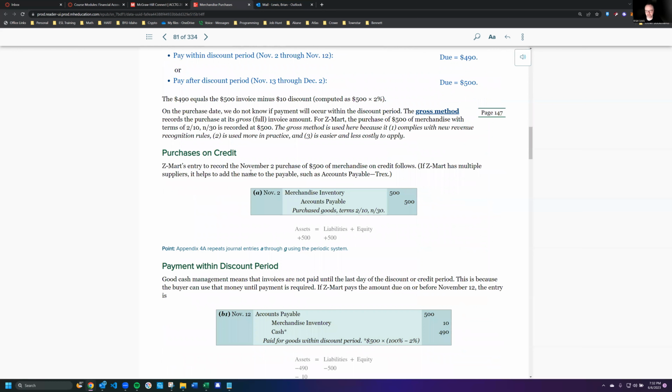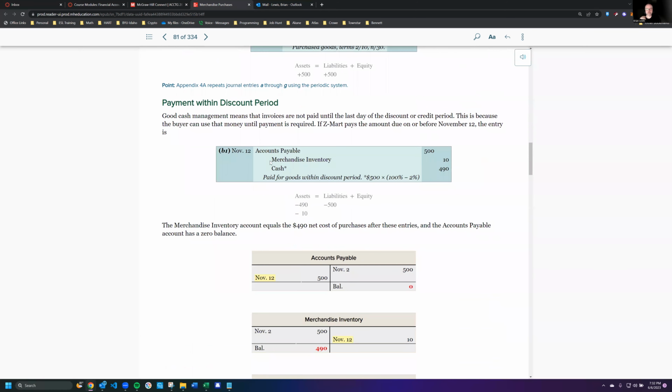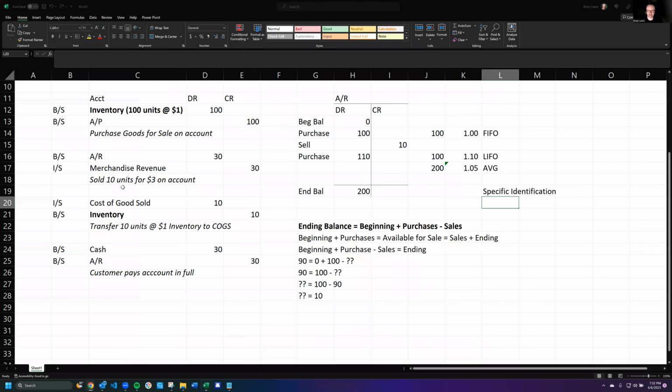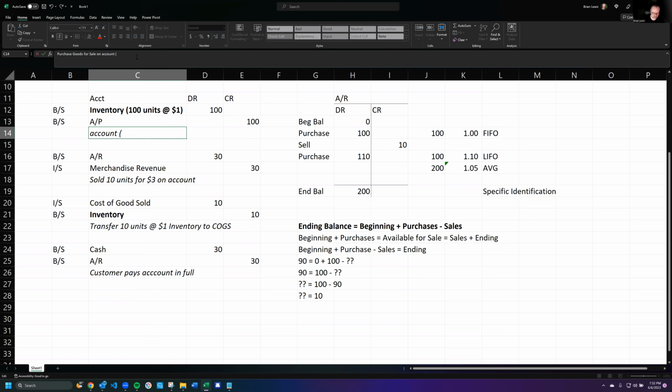Now, purchases on credit. We went through the cash. That's straightforward. So cash and credit are basically the same in terms of the original entry. The question is, what happens when you pay it within the discount period? So if we go back to here, I haven't paid my payables yet. But let's do one scenario. Purchases are on sale. Let's do the same thing, 2% 10, net 30.